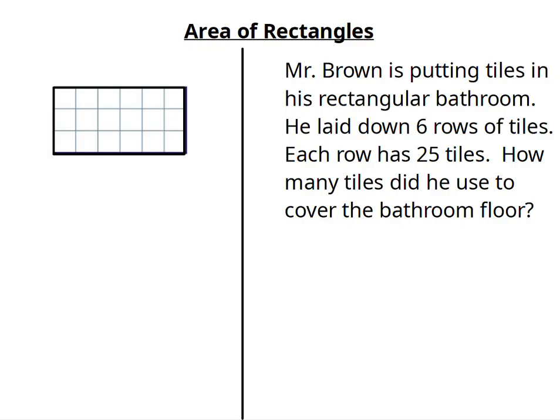Now let's talk about area. To find area of rectangles, we simply need to do length times width. Length is the longer side of a rectangle and width is the shorter side of a rectangle. In this picture, 1, 2, 3, there are 3 boxes for the width and 1, 2, 3, 4, 5, 6, 6 boxes for the length. So 3 groups of 6 equals 18 square units.